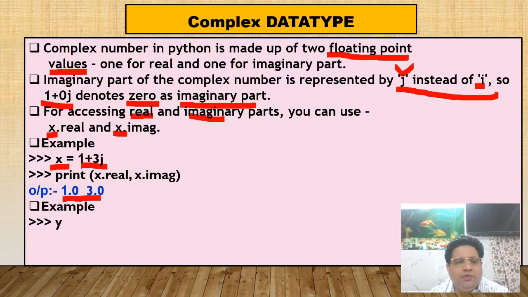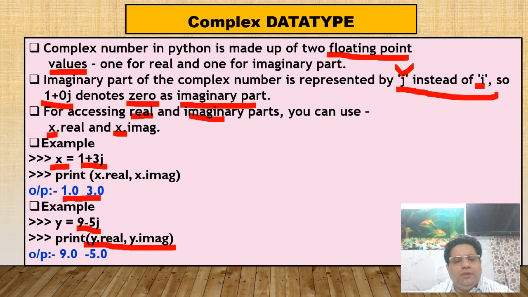Example 2. Now suppose your complex number contains a negative value also, 9 minus 5j. Now what is the real part here? 9. And what is the imaginary part? Minus 5. So if I print y.real and y.imag, you will get the output 9 and minus 5. Is that clear? So it is very simple.